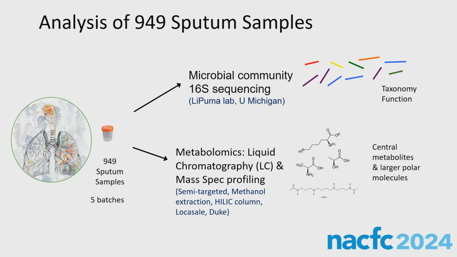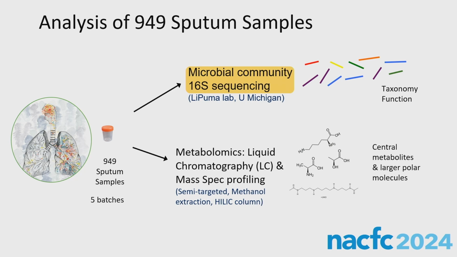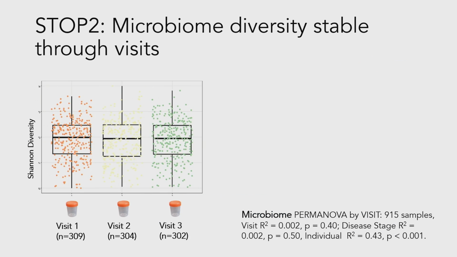So I'm going to tell you about the two types of data that we generated. We did 16S sequencing. This was carried out by the Lipuma lab up at the University of Michigan. I'm going to start there, and then I'm also going to tell you about our metabolomics later.